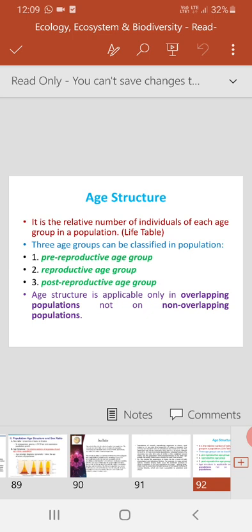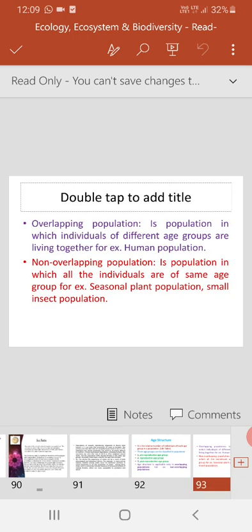Further, it is important that for age structure, a population can be categorized on the basis of whether different generations are living together or not. On this criterion, the population may be an overlapping population or a non-overlapping population. An overlapping population is a population in which individuals of different age groups are living together.